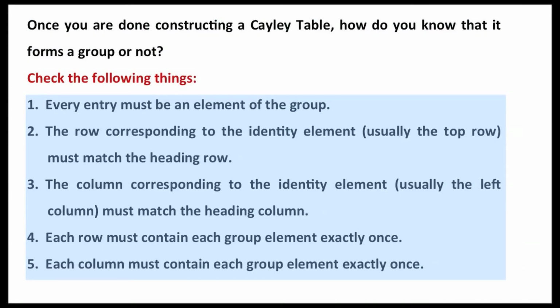Check one: every entry must be an element of the group. The row corresponding to the identity element, usually the top row, must match the heading row. The column corresponding to the identity element, usually the left column, must match the heading column. Each row must contain each group element exactly once. Each column must contain each group element exactly once. For your clear understanding, let us see some examples.